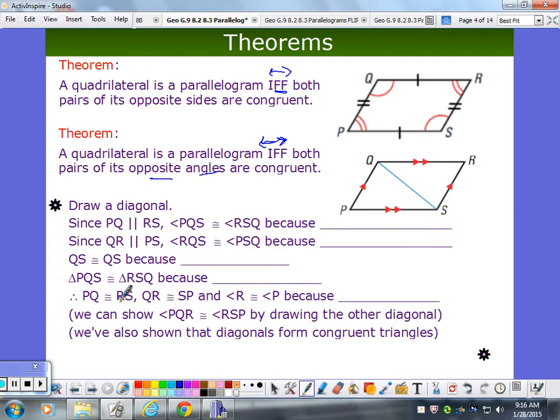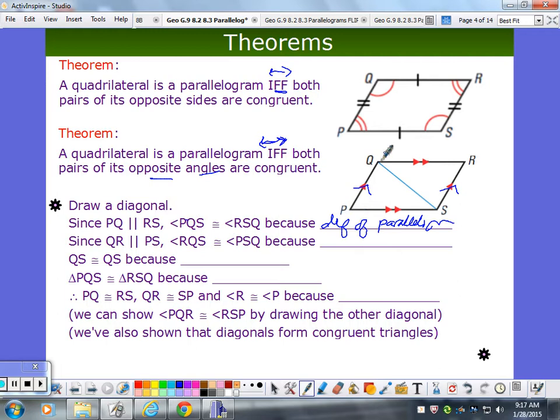So one way to prove this is, here's my parallelogram. By my definition, opposite sides are parallel. If I draw a diagonal here, PQ is parallel to RS by definition of a parallelogram. You don't have to write this down. Just kind of look. Yeah, if you want. QR is parallel to PS. Same thing, definition of parallelogram.